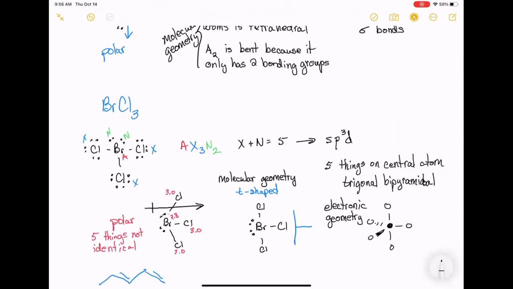As far as bond angles go, the ideal bond angles, you have two 90-degree ideals. Actually, it would be 3 90-degree, and you have 120-degree as the other ideal. And they're all sigma bonds.